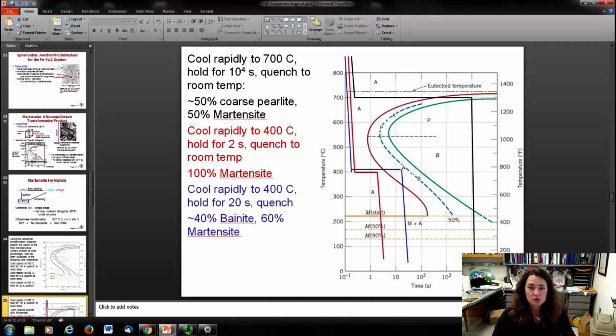And then finally, cool rapidly to 400 C, hold for 20 seconds, and quench. This one I've indicated in blue. Here's my near vertical line for cooling rapidly, okay? And then I cool it to 400 C, and then I hold that for 20 seconds. I'm indicating that with this blue horizontal line. So you can see that if I hold it for 20 seconds, it goes into this region where it's transforming into bainite, but it doesn't quite reach the 50% line, so I'm going to estimate that at 40% or so. It's just an estimate. And then I quench, and the rest is going to become martensite. So I've got 40% bainite and 60% martensite for that material.